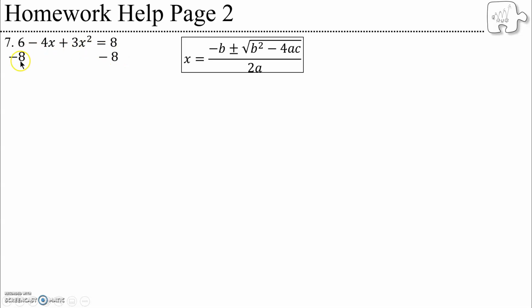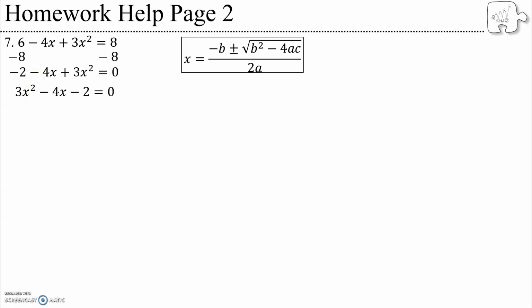And here we can combine the negative 8 and the 6 because they are like terms. So we get negative 2, since 6 minus 8 is negative 2, and then everything else drops down: minus 4x plus 3x squared equals 0. Now we have to get it into the x squared, x, constant order. So we're going to put the 3x squared first, minus 4x, and then minus 2.